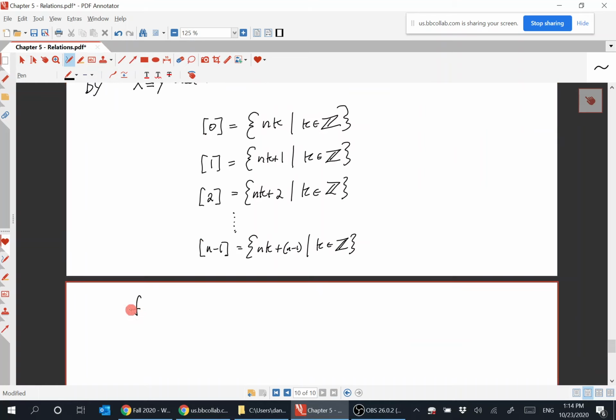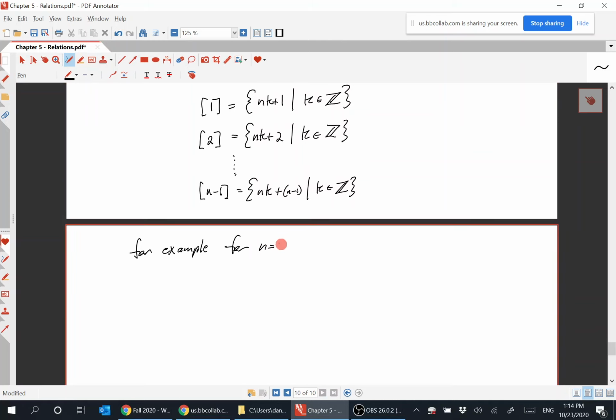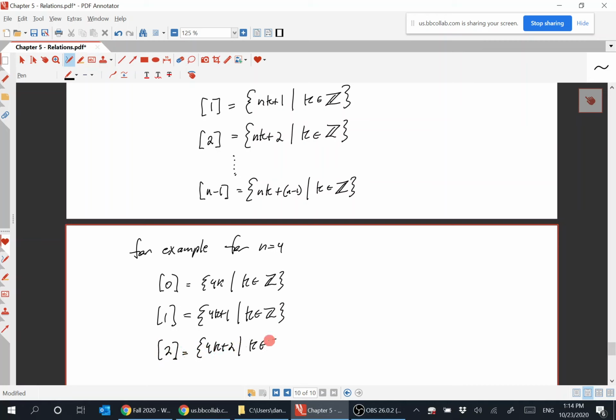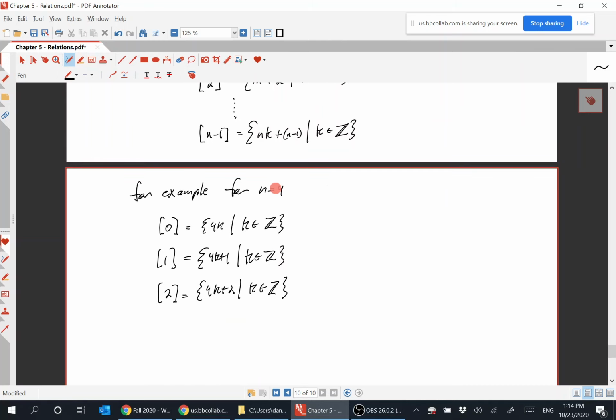So for example, for n equal to 5, no, that's not good. n equal to 4. Bracket 0 is the set of all 4k such that k is in Z. Bracket 1 is the set of all 4k plus 1, such that k is in Z. Bracket 2 is the set of all 4k plus 2. And bracket 3 is the set of all 4k plus 3.